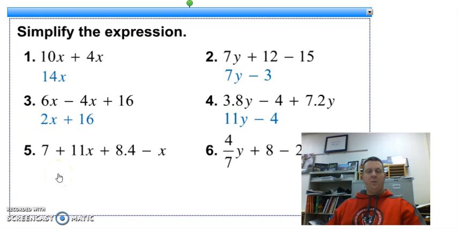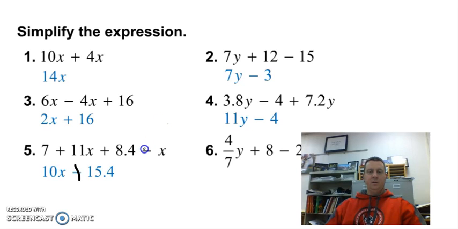plus 15.4, or 15 and 4. I'm sorry, minus 15 and 4. That's not correct. Board's wrong. This should be plus 15.4. Because we're moving things around here, we're going to add the opposite here. These are both positive. This is positive. This is positive. We're going to have a positive 15.4.